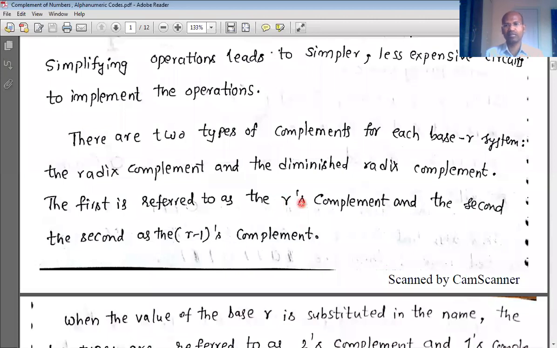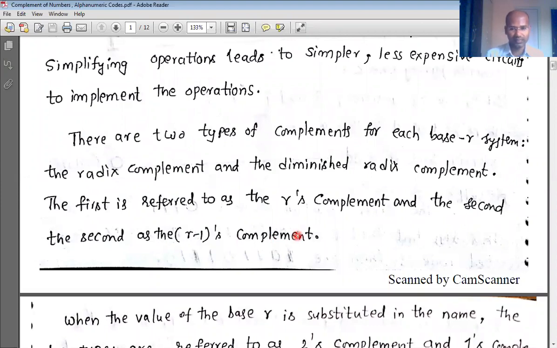Hexadecimal means we have 16 digits, so the base becomes 16. So we have 16's complement and 16 minus 1, which is 15's complement. These are the useful complements present in all these systems.